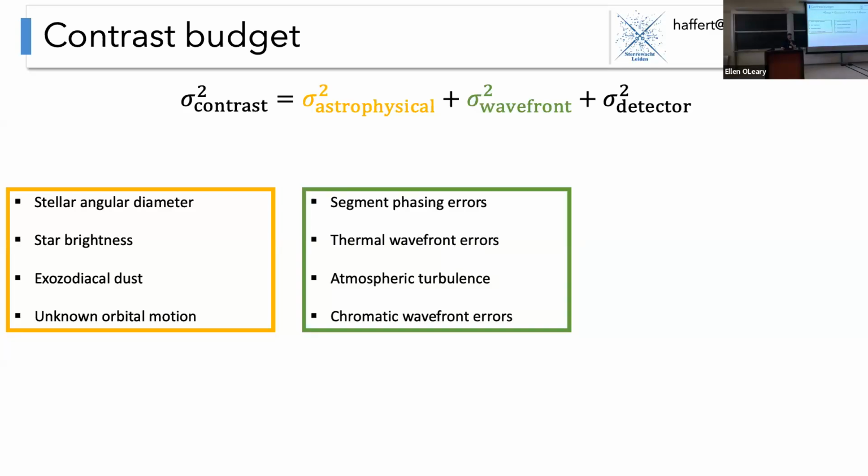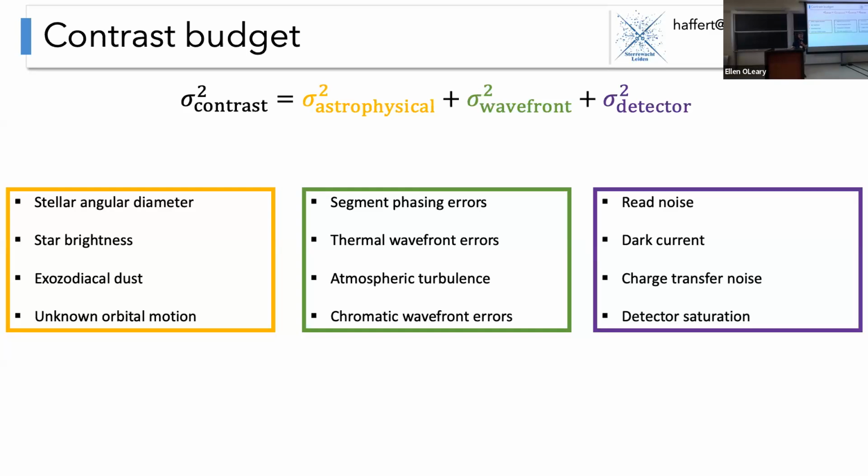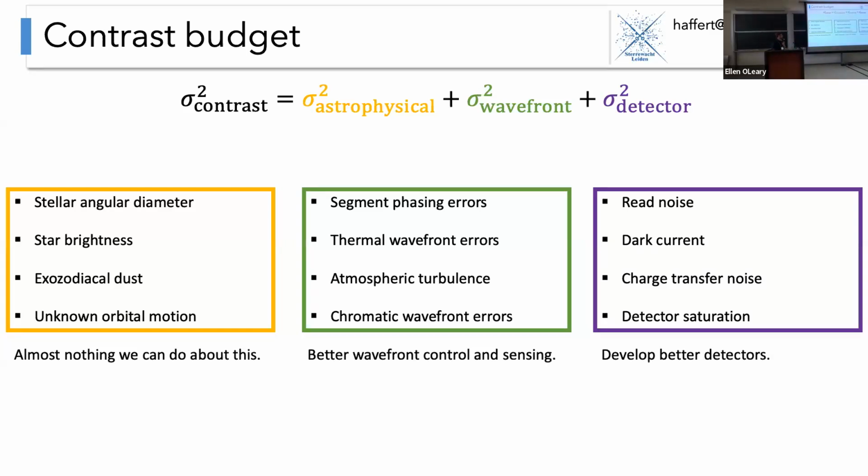Then we have wavefront errors. I already showed a couple, but here I'm just highlighting them. In the end, we also have detector noise. I skipped the detector, but detector noise is, of course, also an important thing. We have read noise, dark current, charge transfer noise, detector saturation, and all those effects also play a part when you design your coronagraph. So we can almost do nothing about the astrophysical noise, because that's just astrophysics.